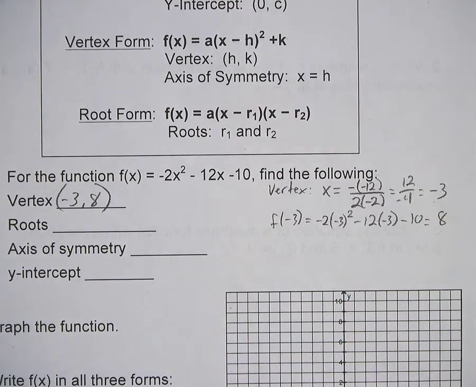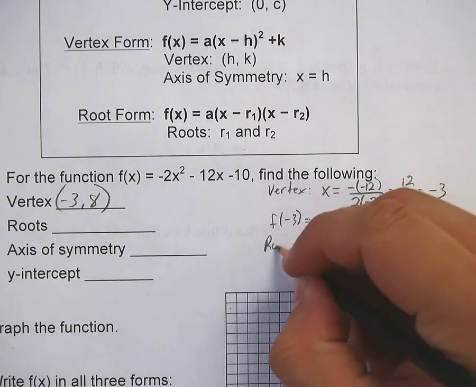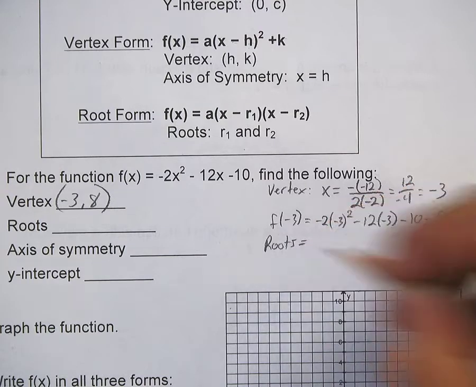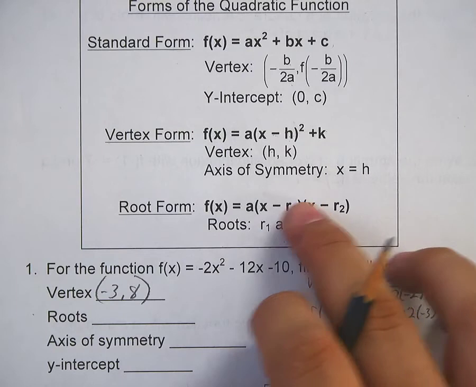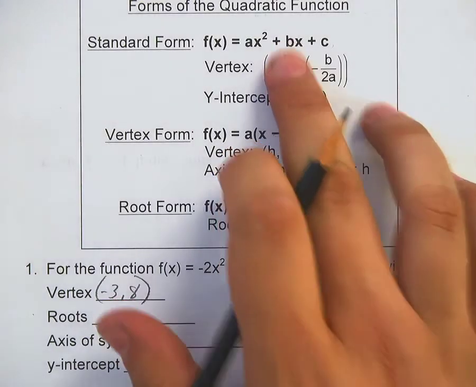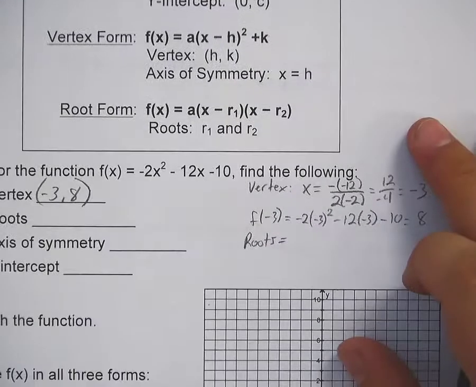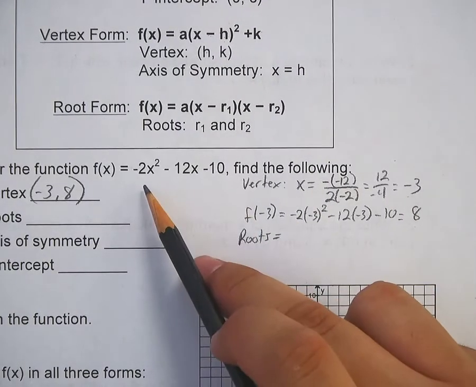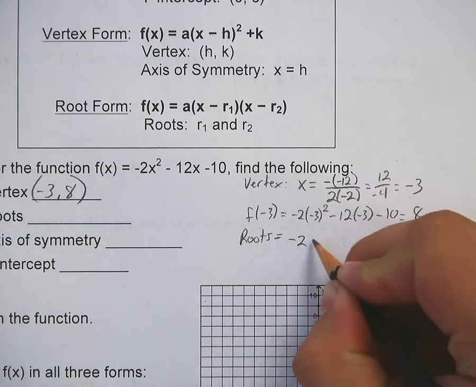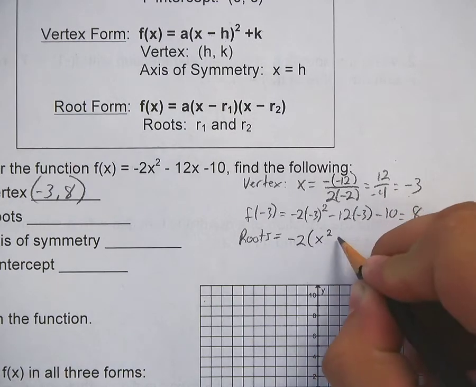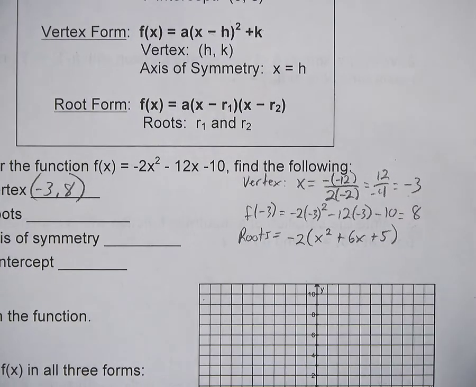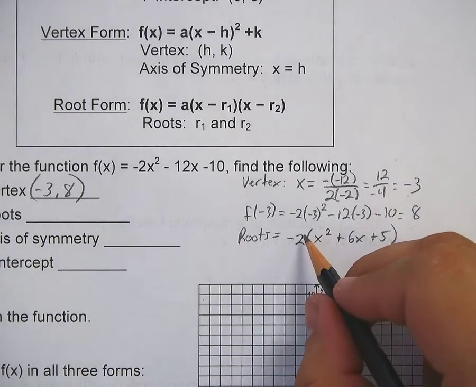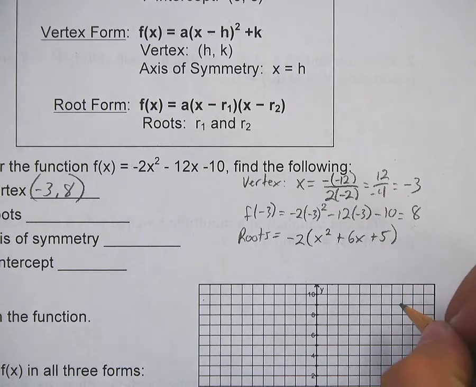Roots. Okay, for roots we have to get this thing into root form. And how we're going to do that, to solve for roots, if you notice, root form, you pull your a out and then you factor. These are factors of this one up here. So if you have an a, first let's pull it out. So my a is negative 2, so I'm going to pull out a negative 2 out of that function. X squared plus 6x plus 5. I factored out a negative 2. Now let's factor this, and then we're going to solve it.